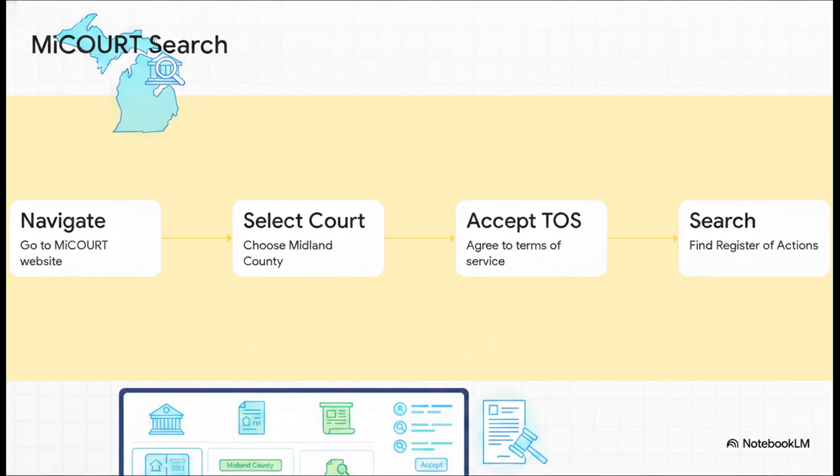Step 3, simply accept the terms of service. Again, absolutely no account registration is needed here. Step 4, just type in the name or case number, and you can view the Register of Actions. This gives you the full filing history and case disposition totally for free.